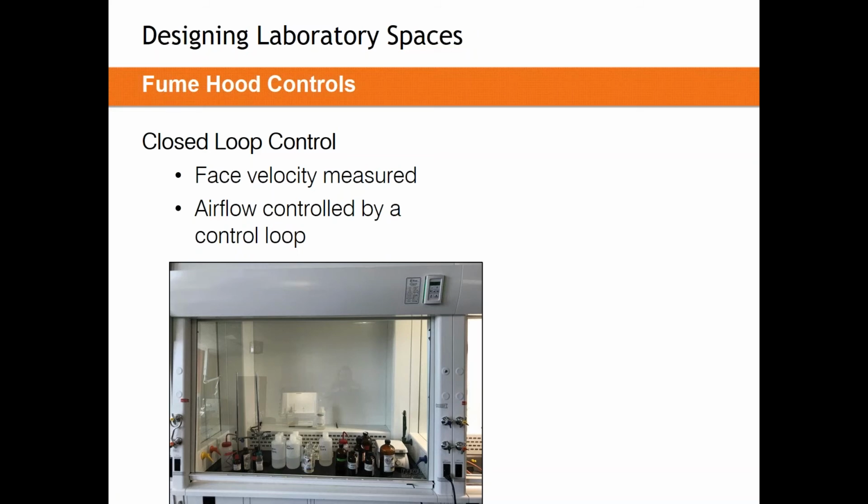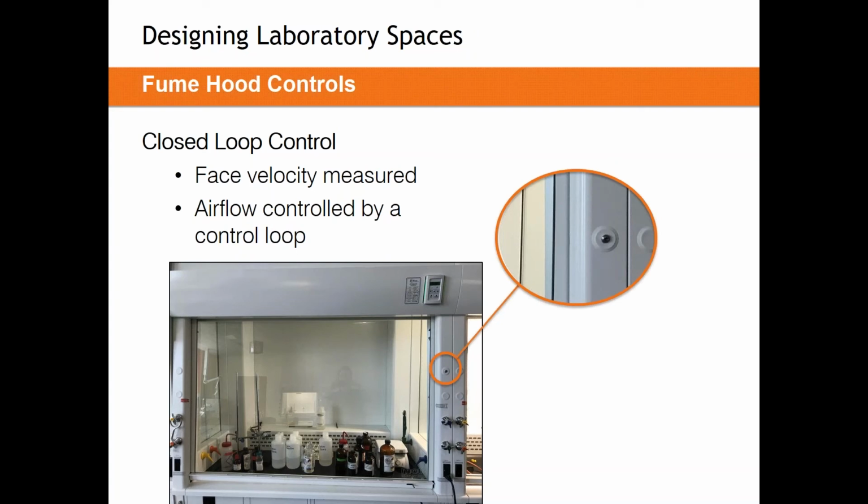For closed loop control, again, it's a little bit different. All it does is directly measure the face velocity, and if it's low, it opens it. If it's high, it closes it. This is done on a control loop that can be tuned. So it can be ultra fast or it can be ultra accurate. Generally, you want to find a happy medium between fast and accurate where we can get quick response times, but also maintain that 100 feet per minute generally without too much overshoot or undershoot.